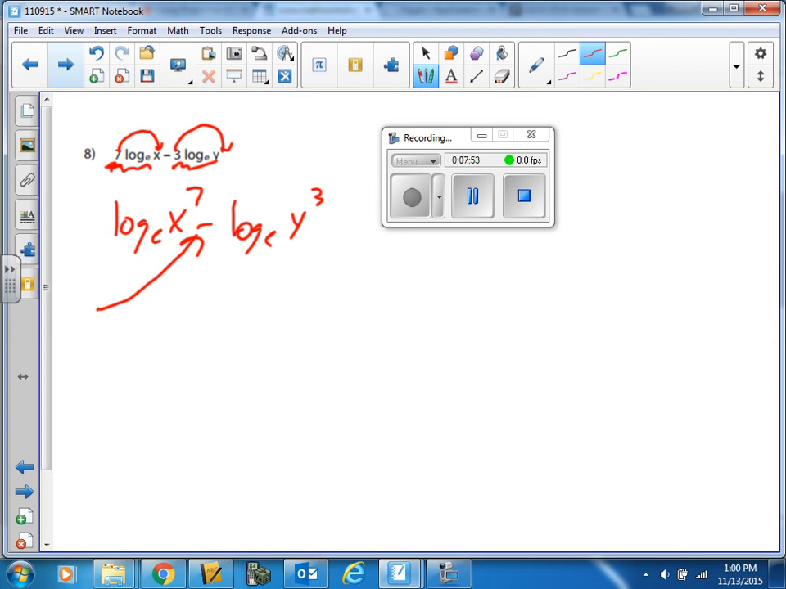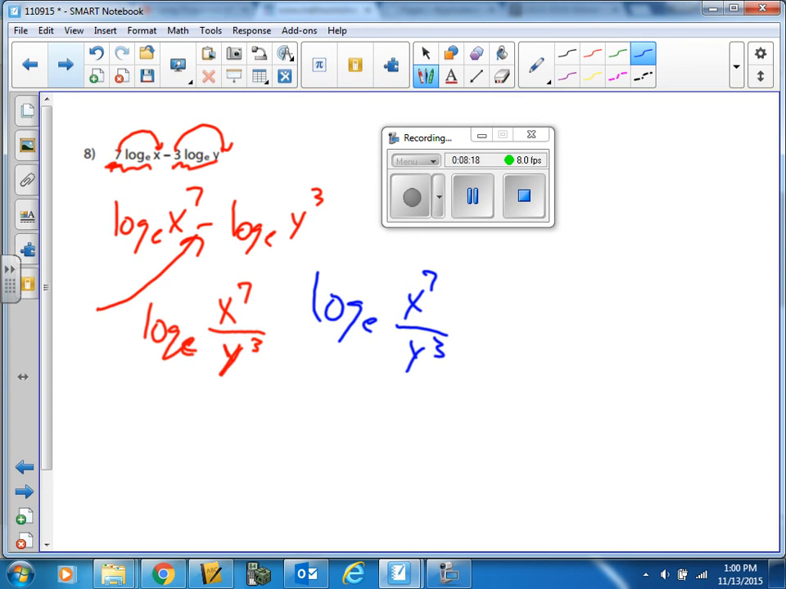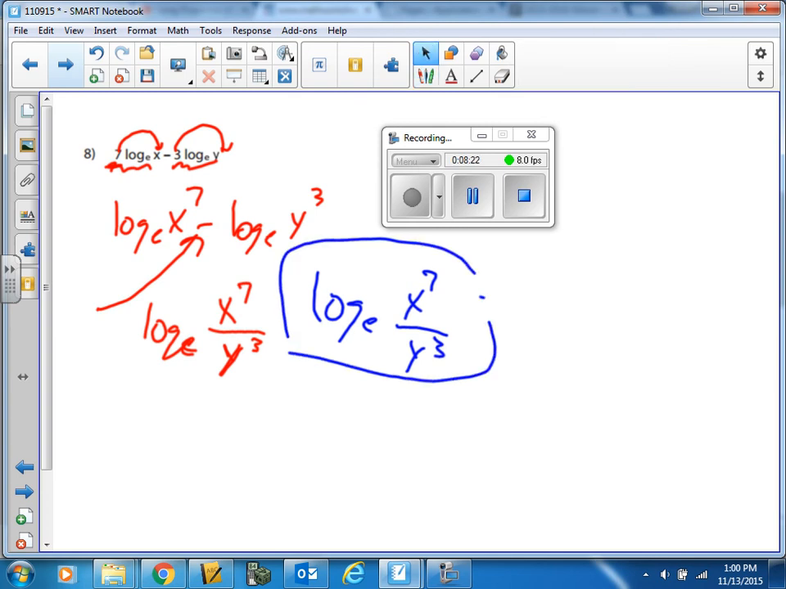Now remember, you have subtraction. That's going to indicate division. So I can break this down, or condense it rather, and I would have log base e of x to the 7th divided by y to the 3rd. Let me write that a little nicer. Log base e of x to the 7th divided by y to the 3rd. I don't know how much nicer that is, but that is your answer, rewritten as a single log.